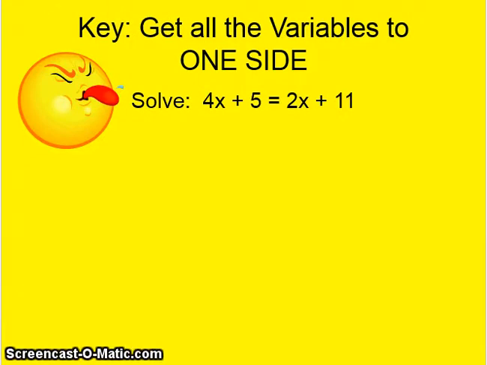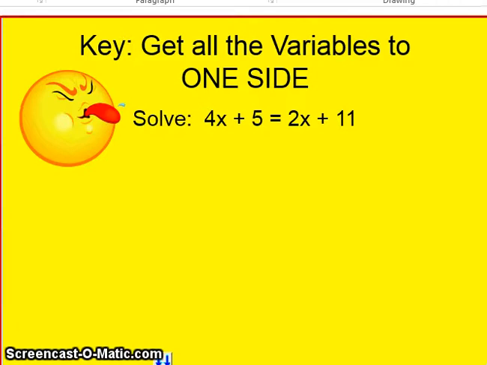So here we have an equation, 4x plus 5 equals 2x plus 11. This is an example that needs to be in your notebook. We need to move all the x's to one side. So we can either move 4x to the right side or 2x to the left side. Now I'm going to move 2x from the right side to the left side. Since it's a positive 2x, and I'm adding positive 2x plus 11, to move 2x to the opposite side, I'm going to subtract 2x from both sides.